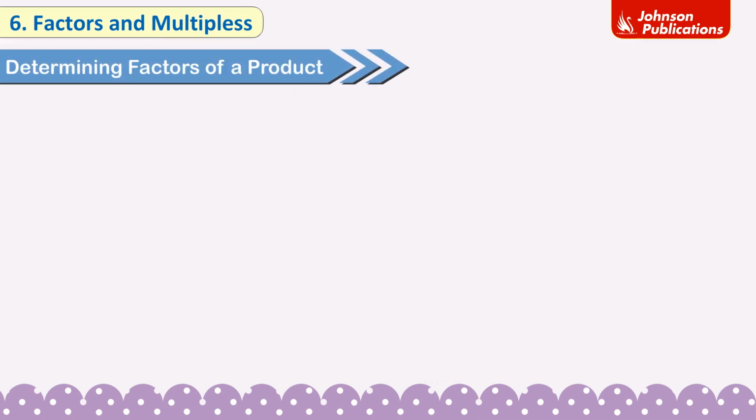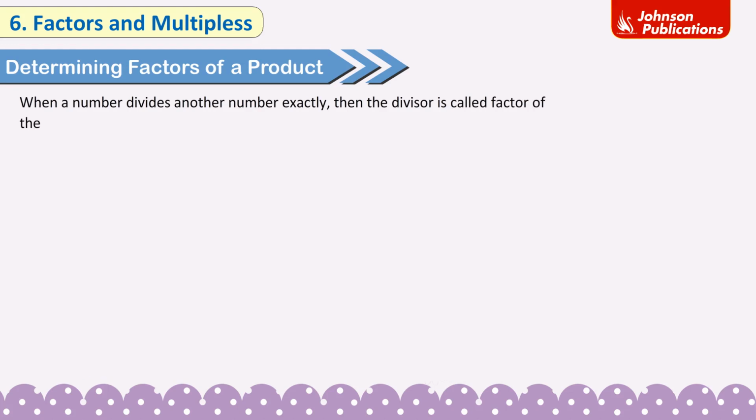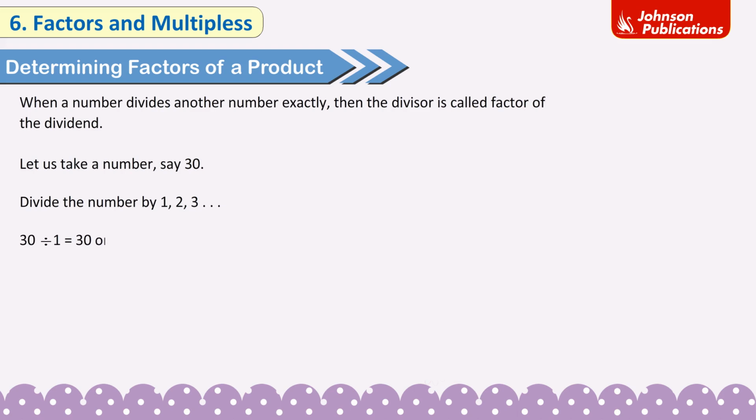Determining factors of a product. When a number divides another number exactly, then the divisor is called a factor of the dividend. Let us take a number, say 30. Divide the number by 1, 2, 3 and so on. 30 divided by 1 is equal to 30, or 1 multiplied by 30 is equal to 30.